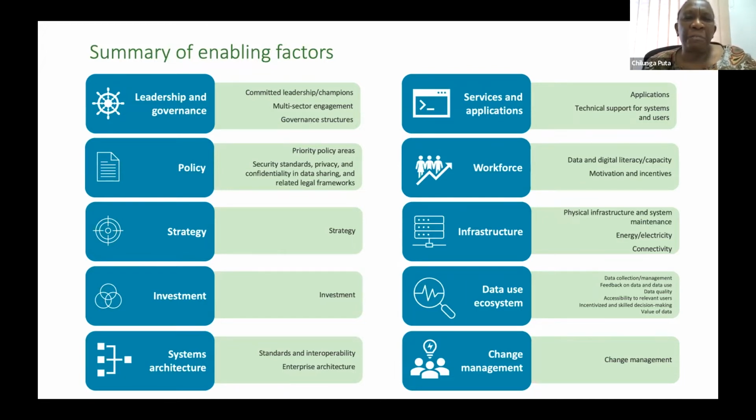The next level was policy. Policy in terms of the security standards. People are concerned about what is happening to their data. So privacy and confidentiality in data sharing and related legal frameworks really did come out of those country experiences. A strategy, of course, we all know you have to have a strategy. You must define your strategic directions and so on. You can't just blindly implement something.